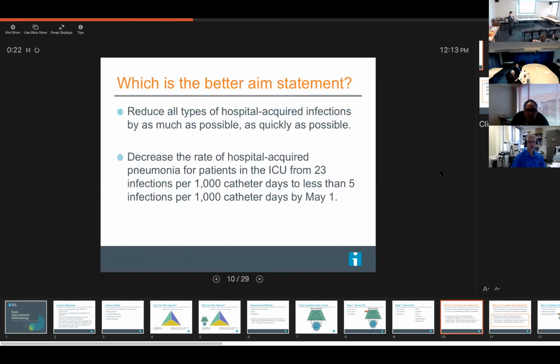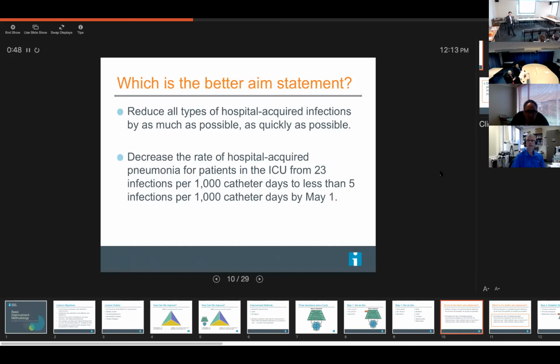Okay, so I'd like you to just confirm with the next person which is the better aim statement. The first one is: reduce all types of hospital-acquired infections by as much as possible, as quickly as possible. Or: decrease the rate of hospital-acquired pneumonia for patients in the ICU from 23 infections per 1,000 catheter days to less than 5 by May the 1st.